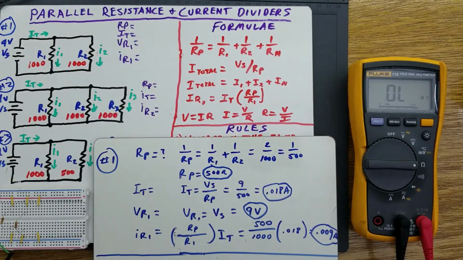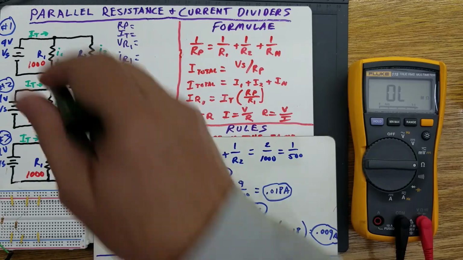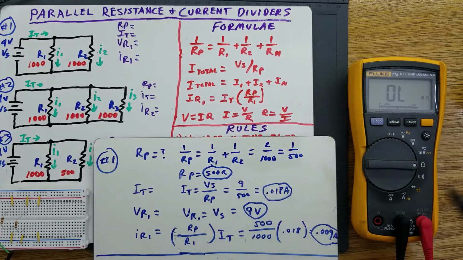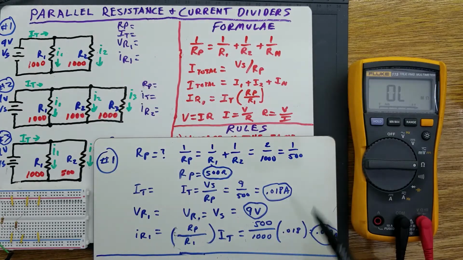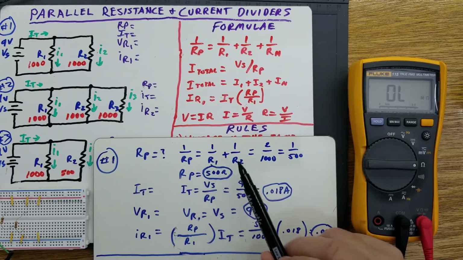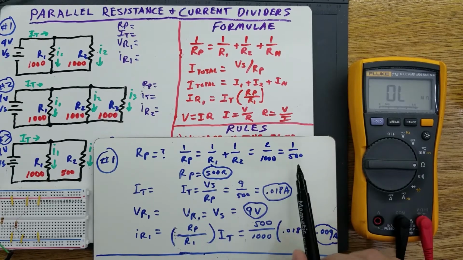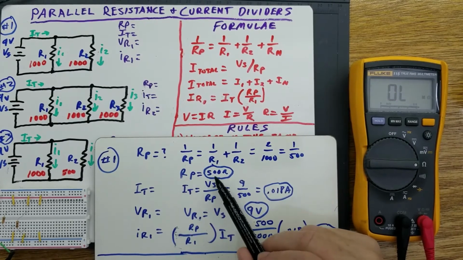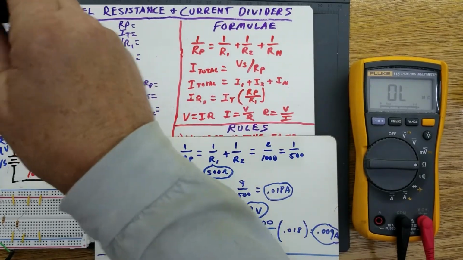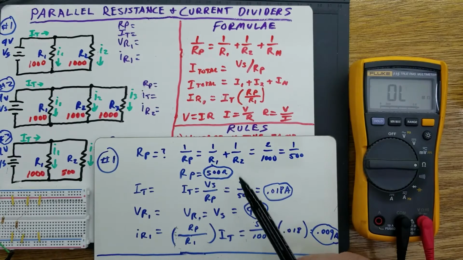So we've got a breadboard here, and we've got 3 different scenarios. We're going to go ahead and calculate a few things. First, we'll take this circuit right here and calculate the parallel resistance. It's very simple. If you just plug it into the formula, 1 over Rp is 1 over R1 plus 1 over R2. You've got two 1,000 ohm resistors. 1 over 1,000 plus 1 over 1,000 is 2 over 1,000. Then you have 1 over 500. The reciprocal of that is 500 ohms. So in this circuit, the parallel resistance is 500 ohms.